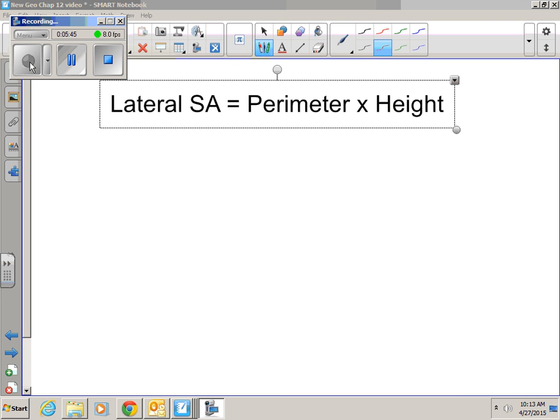A shortcut for finding the lateral surface area of a prism. So, for example, if we looked at the net that we just had of our triangular prism, I would have my top and my bottom right there.